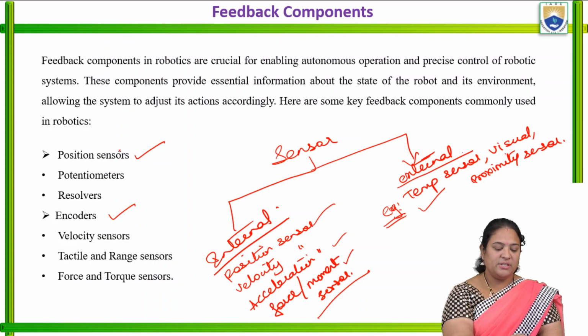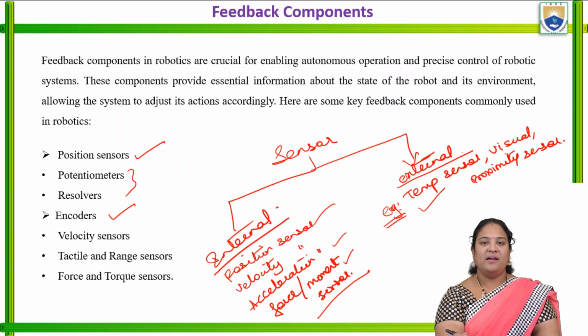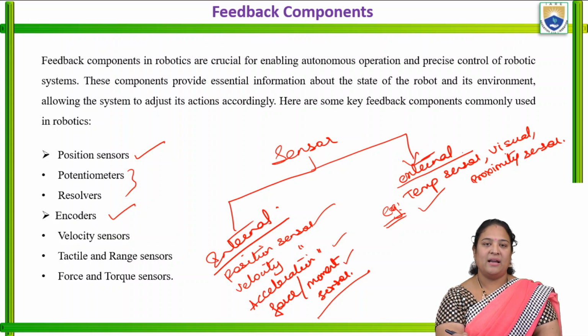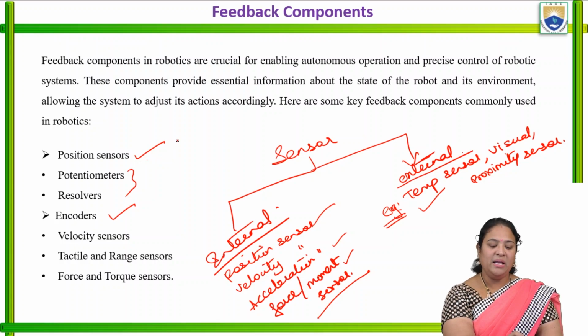So here the position sensor is again divided into two categories, that is potentiometer and resolver. Depending upon the requirement, this particular position sensor will be acting. Whereas the next type of sensor is the encoder.